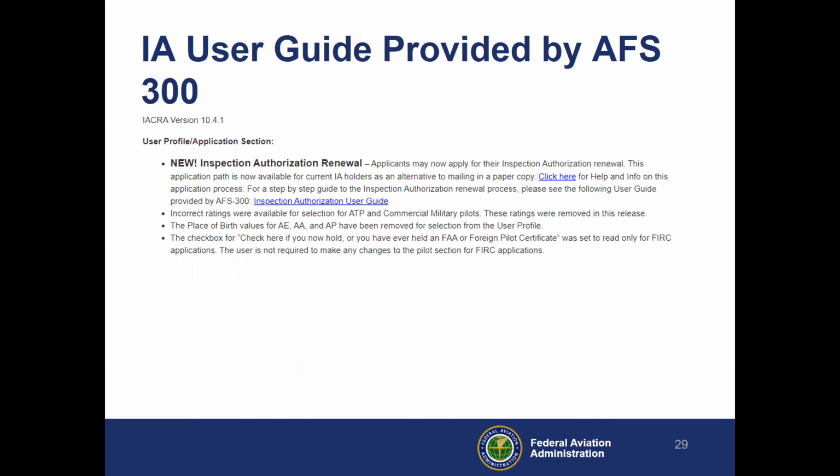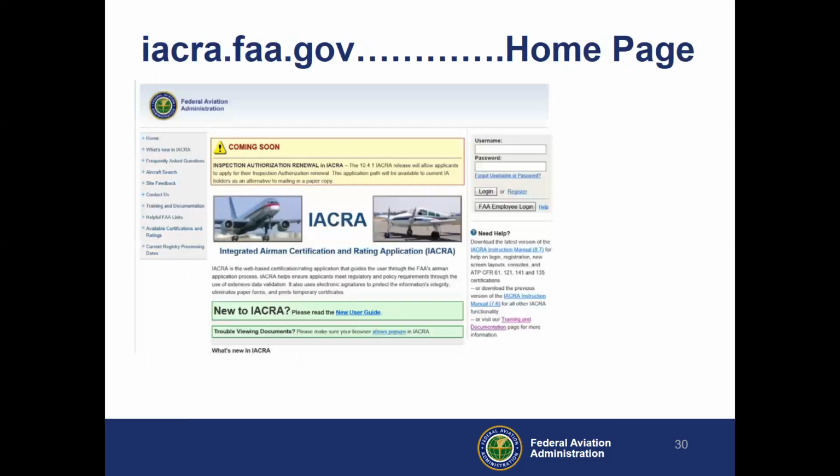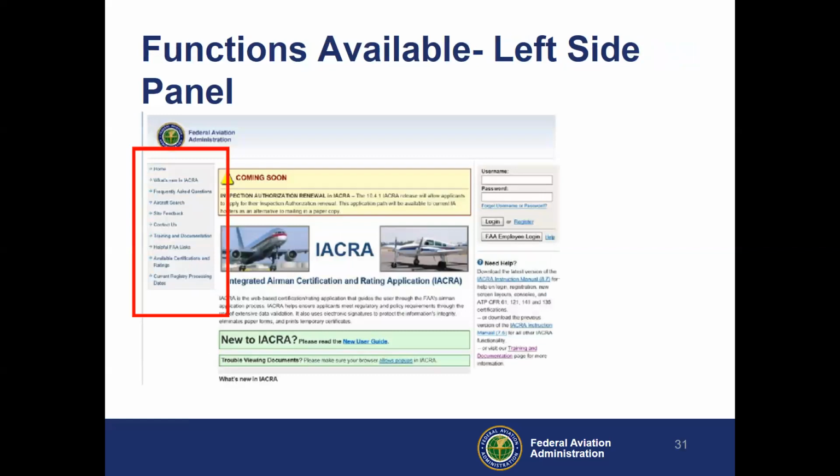And these next slides came from AFS 300, the maintenance division's guide that they put out on this. So here is IACRA.faa.gov, the home page. On the left are various functions. On the right is where you would log in or register to create an account.